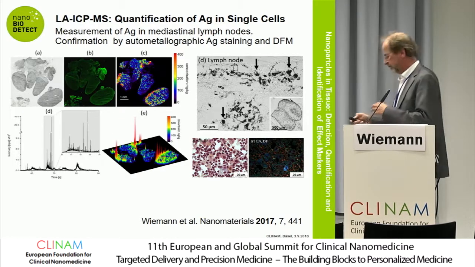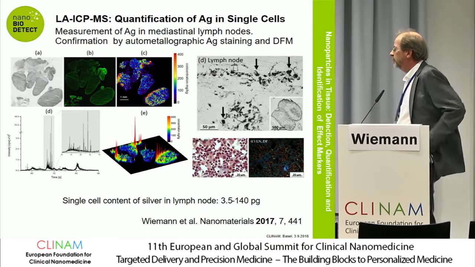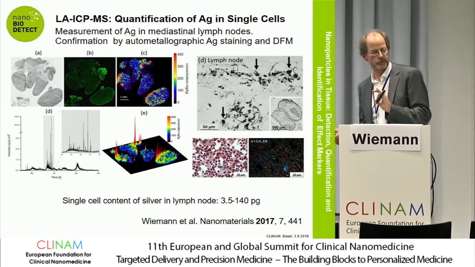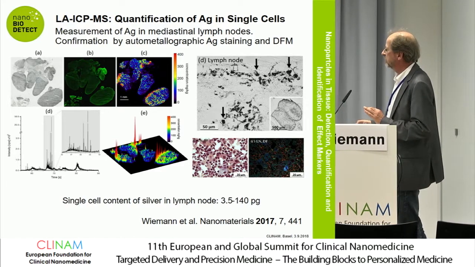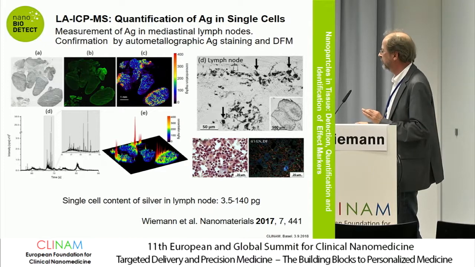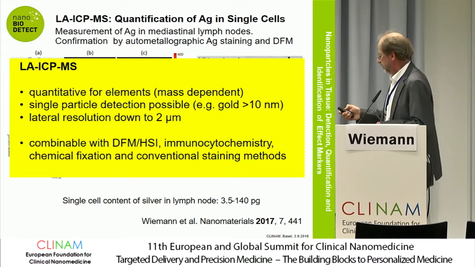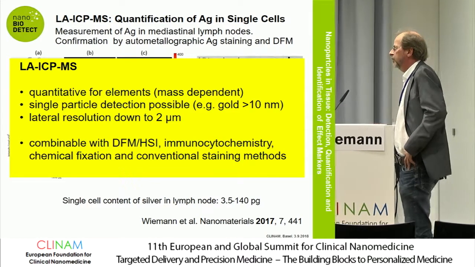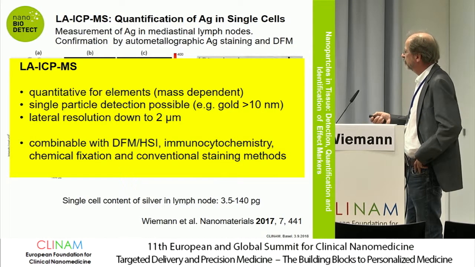And we have done this and went through all these calculations, which are shown here in this publication. But we ended up with a note that about 3.5 picogram of silver was roughly in that cell. This is an estimation, of course, and as shown here, there is a lot of dynamic within these measurements, and if you would take such a high peak here, you end up with 140 picograms per cell. So LA-ICP-MS is quantitative. A single particle is possible. You have a lateral resolution down to 2 micrometer, 1 micrometer, depends, and it's combinable with dark field microscopy and immunocytochemistry and so on.